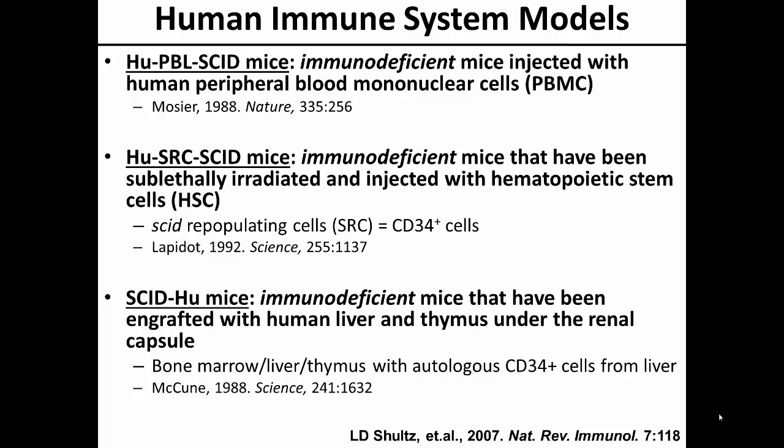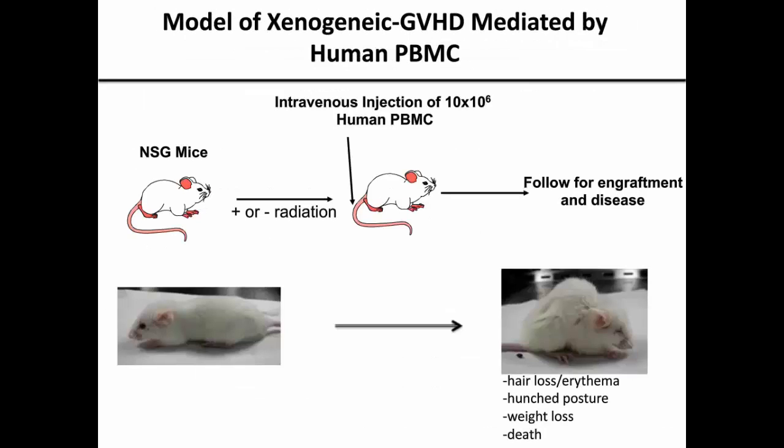The first model to discuss is the Hu-PBL-SCID model. Again, this is a very basic model to set up, where we start with our NSG or NRG animals. These animals can be preconditioned with radiation or not preconditioned. We can then inject human PBMCs into the mice. This can also be human splenocytes.